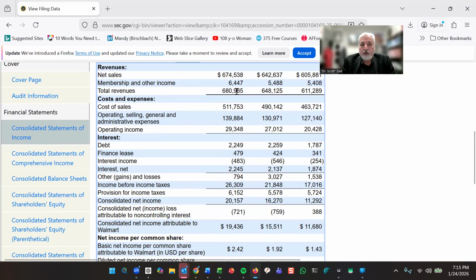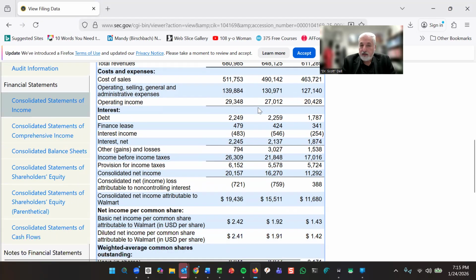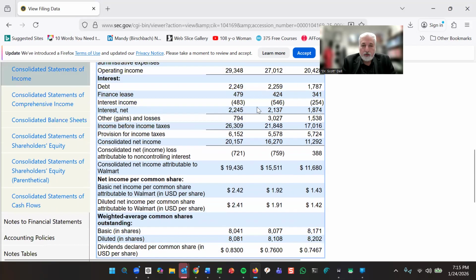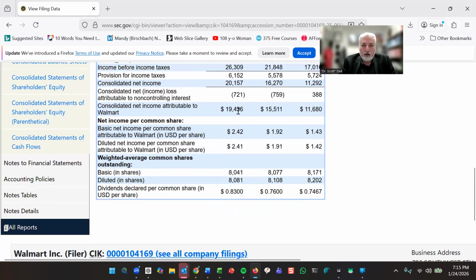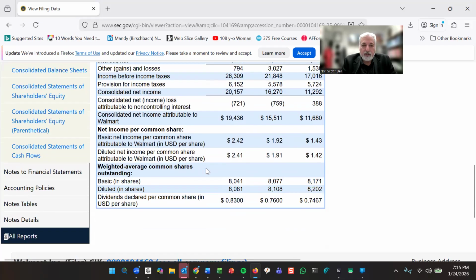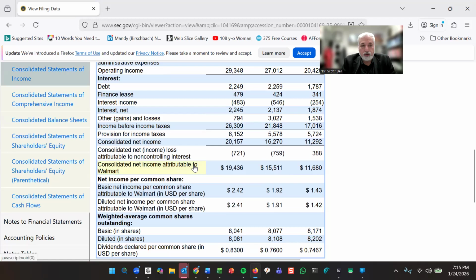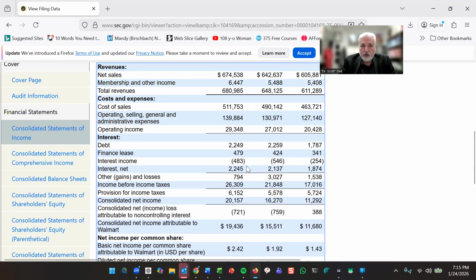But I really want total revenue, because I want to include my membership income. So if I look at that, I actually have $680 billion, $985 million. And I told you to go down to the earnings per share and look at the number above that. And the net income, it says consolidated net income attributable to Walmart. I'm not worried about non-controlling interest. Not 19,436, but 19,436,000,000 is the net income we want to worry about.